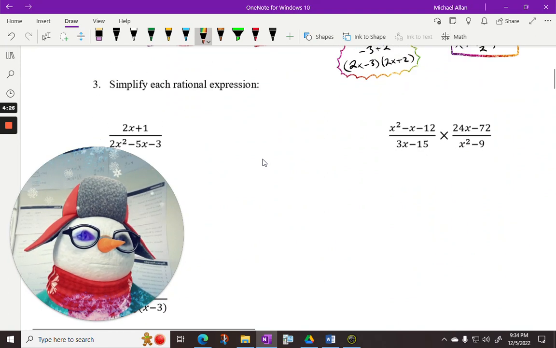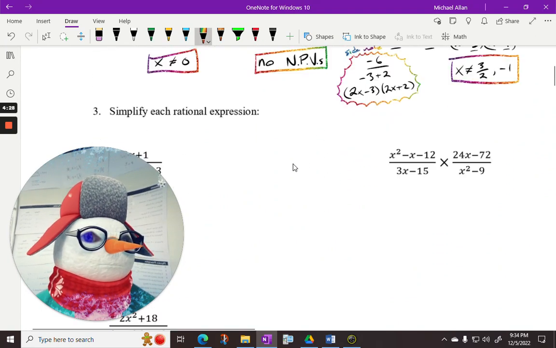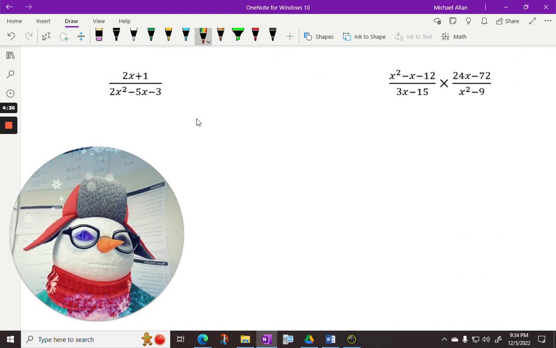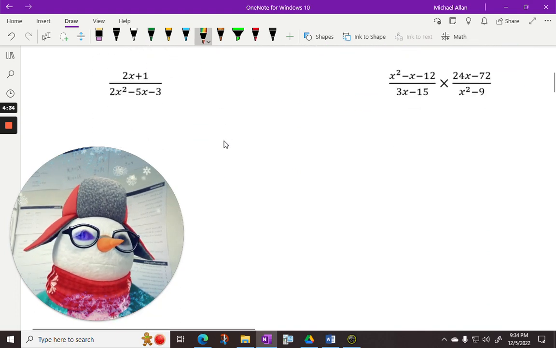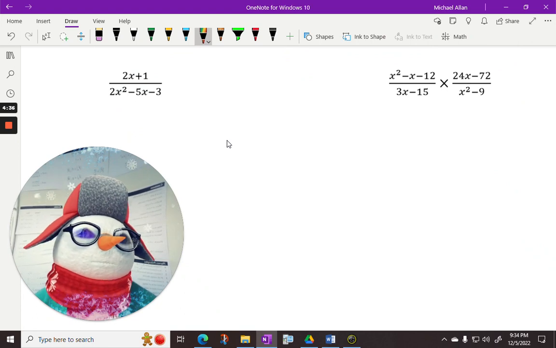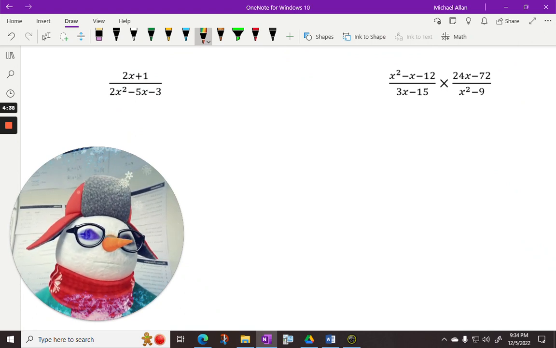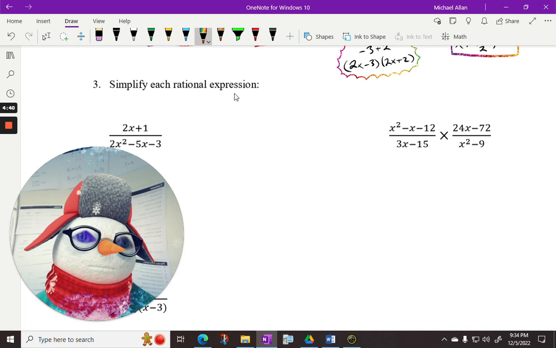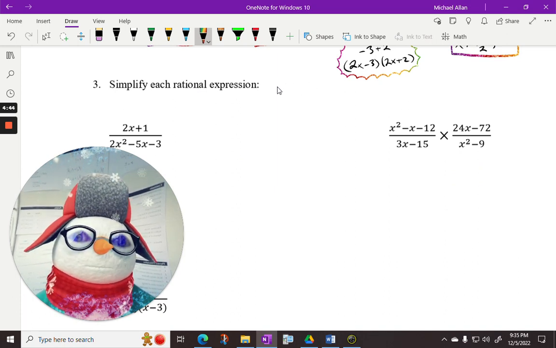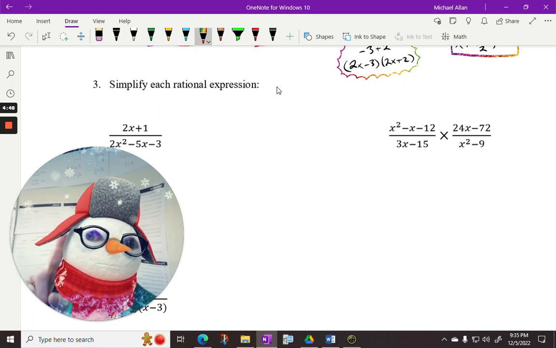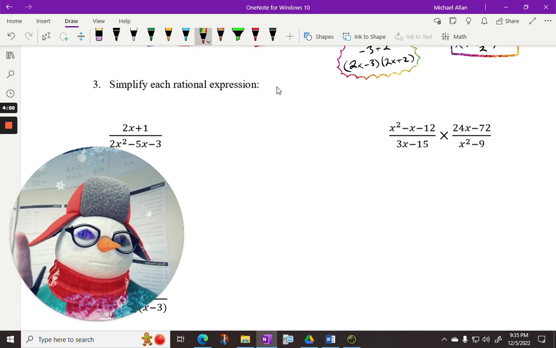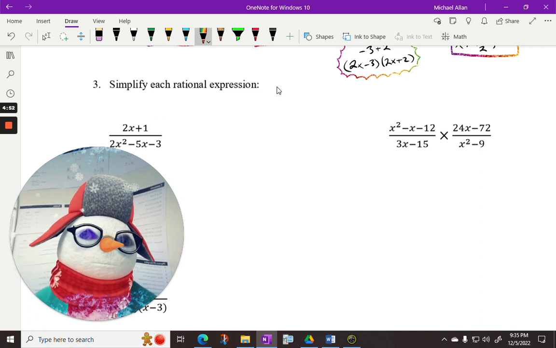Okay, here we want to simplify each of these expressions. This one looks very similar to the one we just did, but has a negative 5 instead of a negative 1 here. You'll see how that's going to change the question. So when you're simplifying, even though it doesn't say determine your non-permissible values, always do that, right? That's part of your simplification. You've got to make sure the original equation is the same as the last equation as well. So they both have to be equal to each other.